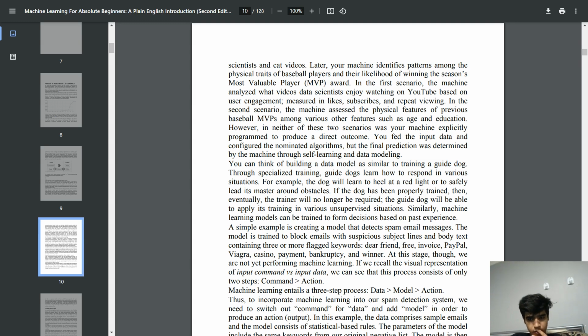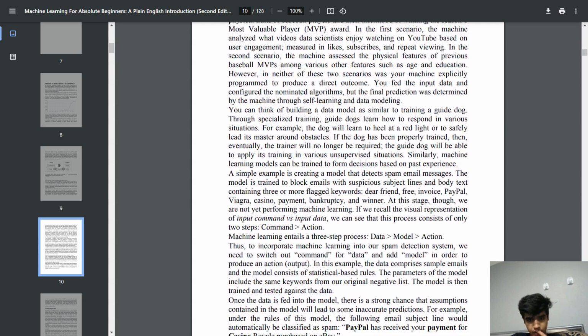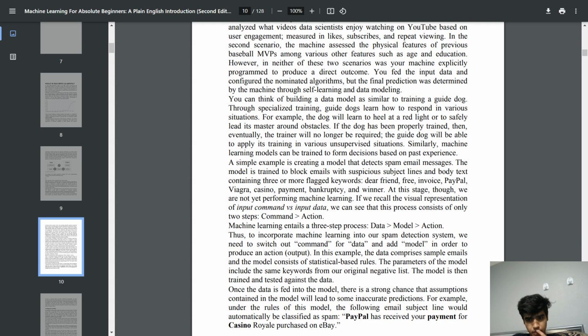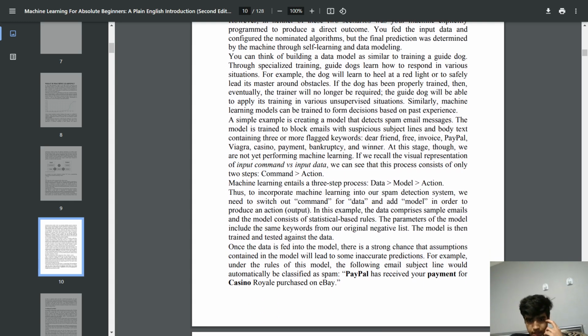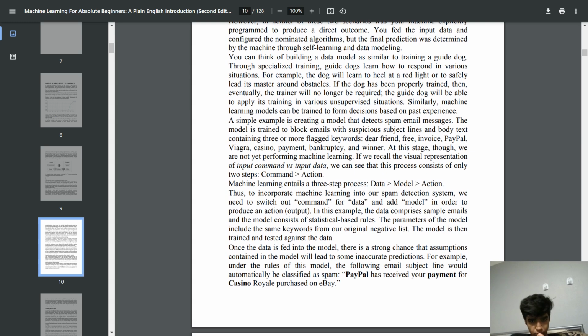Actually, we can talk about this. Machine learning entails a three-step process: data, model, action. So to learn, exactly like a human, if you want to learn something, you have to get data, and then you use your brain, which is the model, to learn from the data. You're training your brain with the data, and then doing something, which is the action. For example, if you want to learn a new language, you first watch some videos, read some books, so injecting some data into your model, which is your brain, and then action: you can talk in that language.